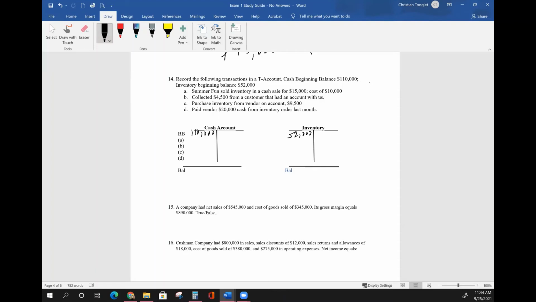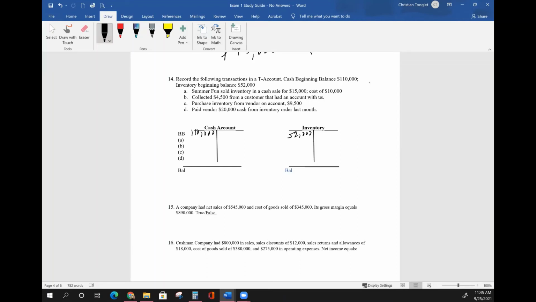Okay, so I have A, sold inventory in a cash sale for 15,000. The cost was 10,000. So it's telling me that I had a cash sale of 15,000. So I know that I received cash. So I'm not looking for a journal entry. I'm not looking for you to tell me what's both sides of this with the sale and the inventory and all that stuff. You don't have to get into that. I only want to know what's happening with cash and what's happening with inventory.